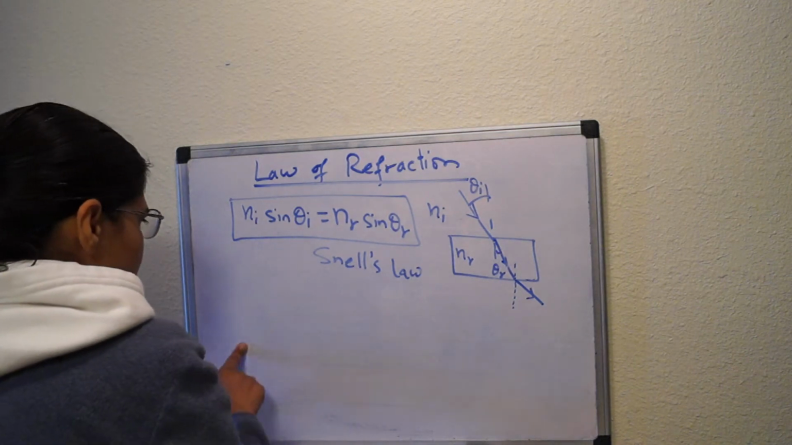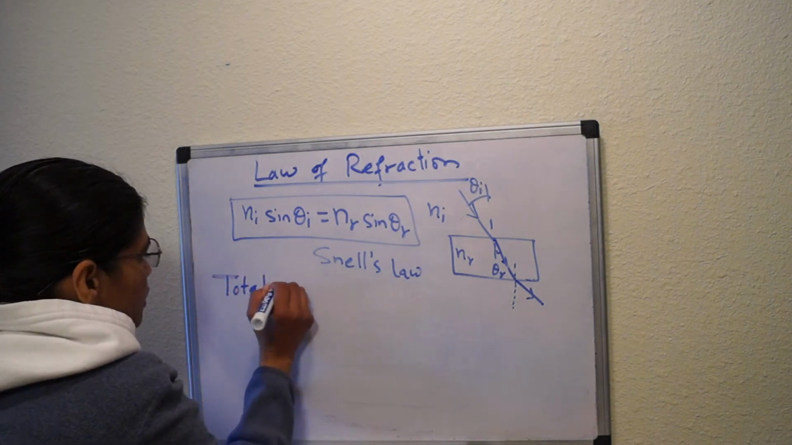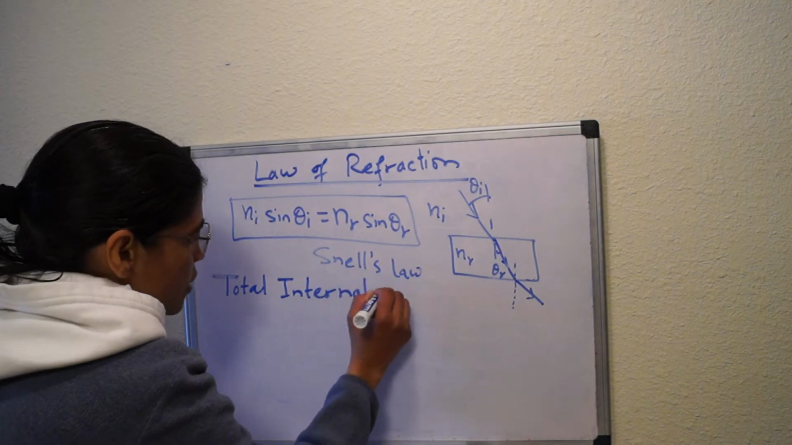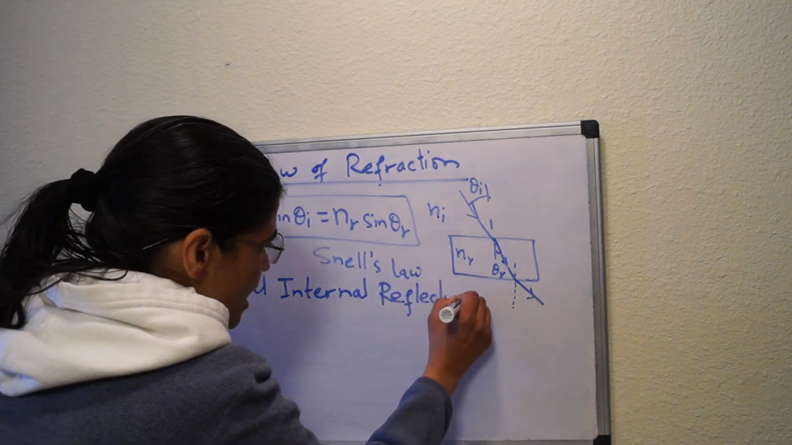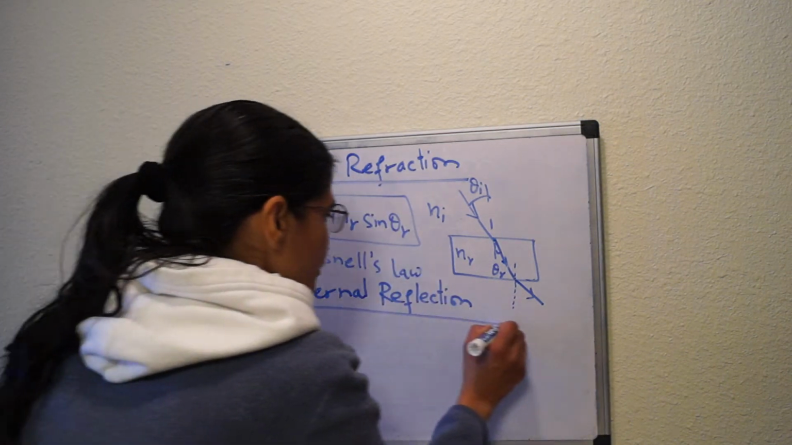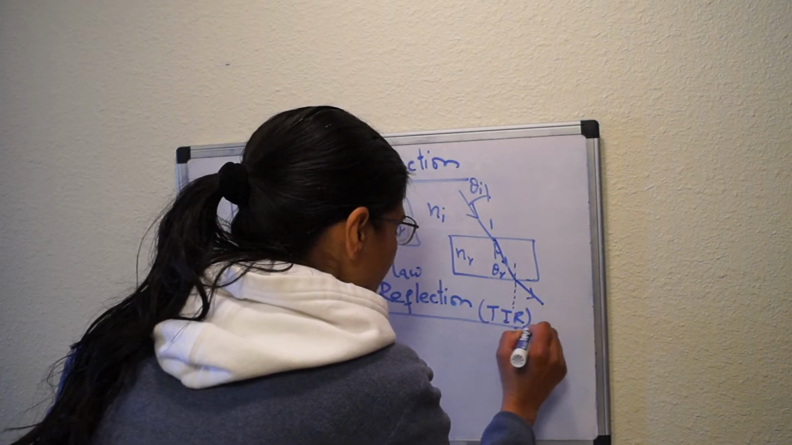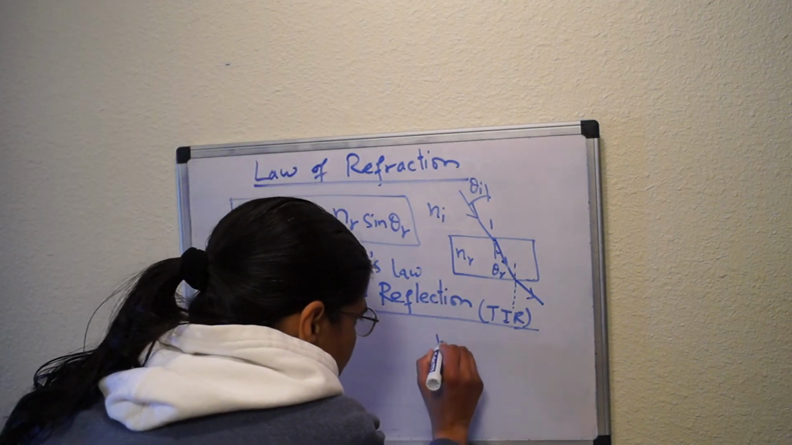I'm going to draw, let's look at it for total internal reflection. So this time reflection. This was refraction, this is reflection. Total internal reflection, or we can also call it TIR. Now let's draw a diagram here.